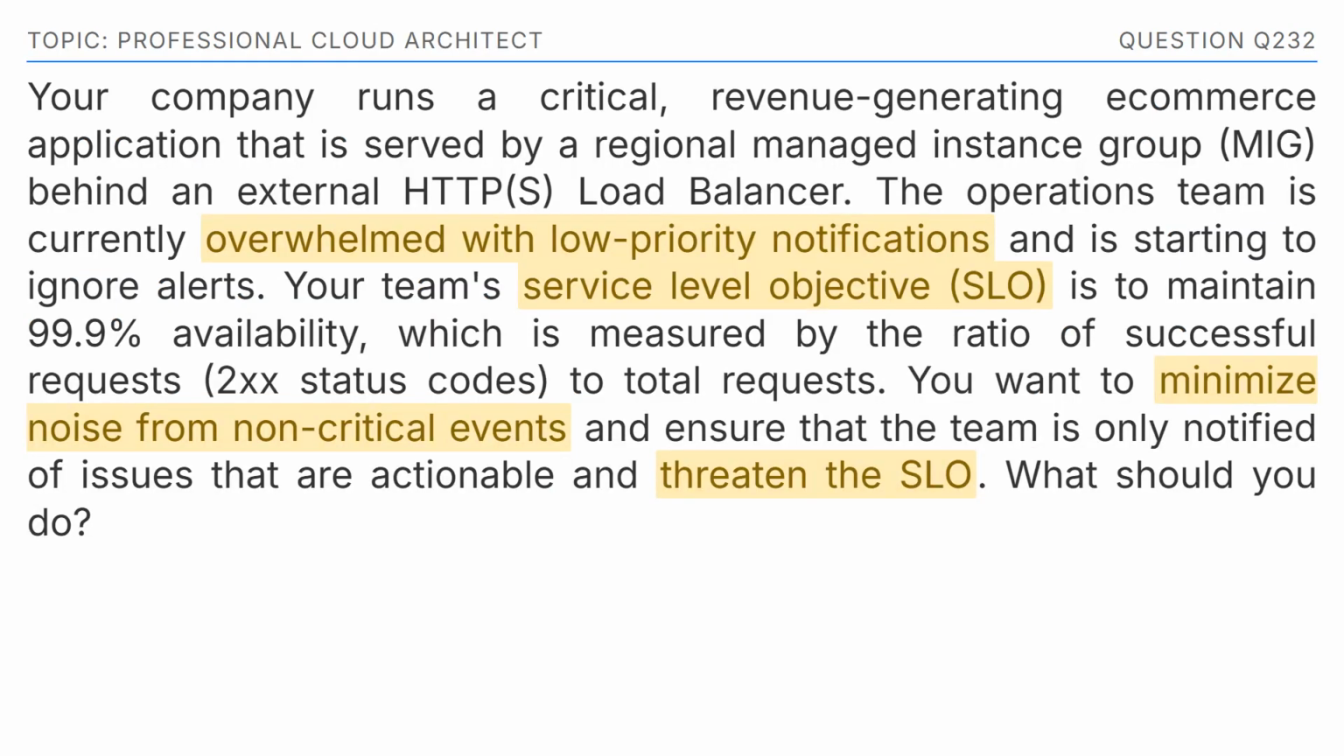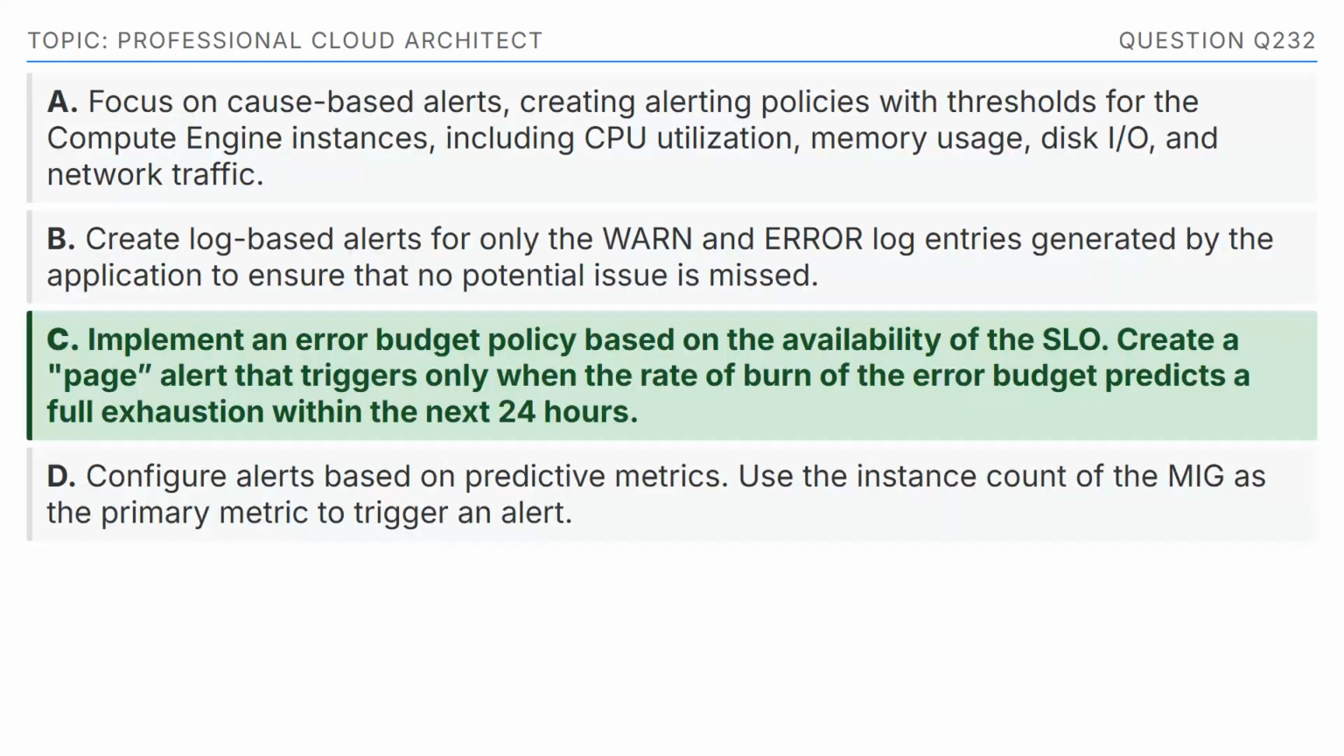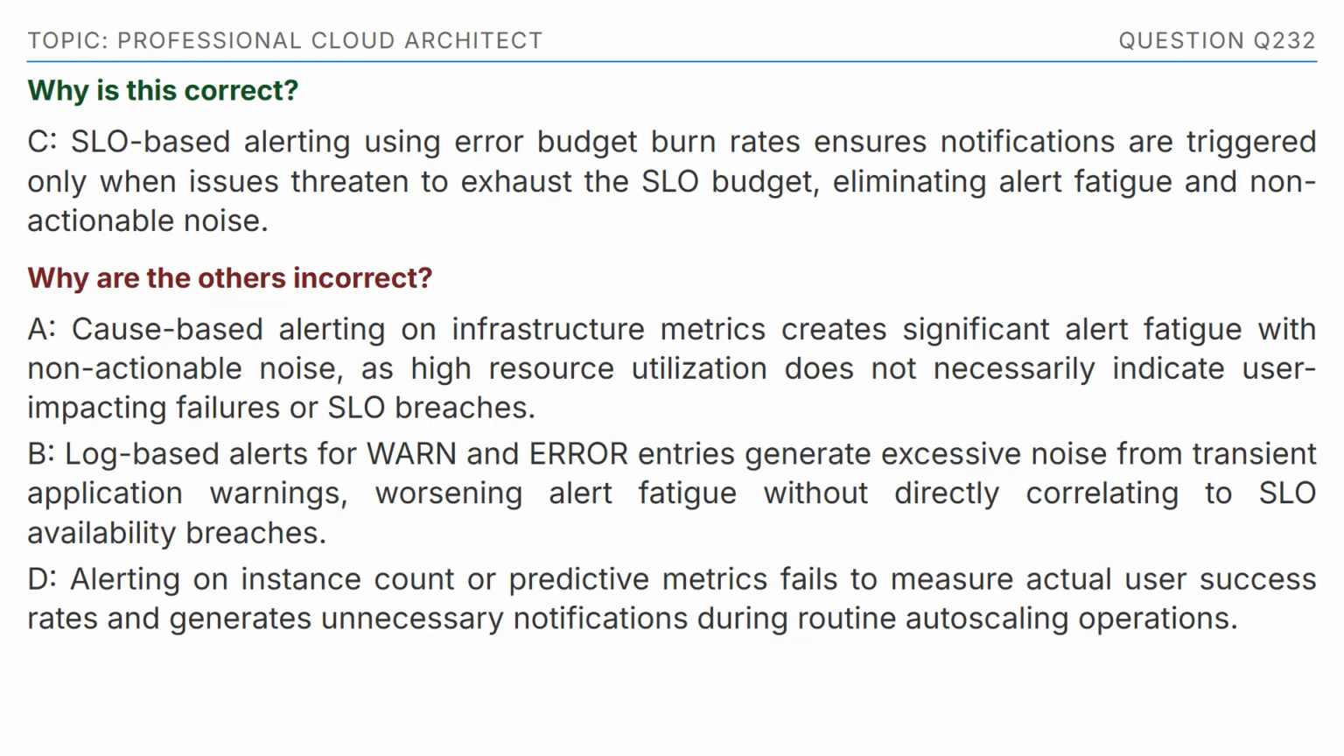To arrive at the correct answer, we focus on the keywords: overwhelmed with low-priority notifications, service level objective, SLO, minimize noise from non-critical events, threaten the SLO. The correct answer is option C, implement an error budget policy based on the availability of the SLO. Create a page alert that triggers only when the rate of burn of the error budget predicts a full exhaustion within the next 24 hours. Why is this correct? C. SLO-based alerting using error budget burn rates ensures notifications are triggered only when issues threaten to exhaust the SLO budget, eliminating alert fatigue and non-actionable noise.